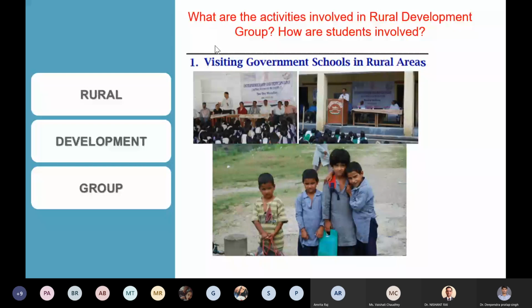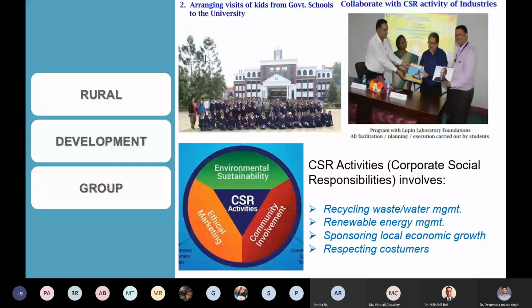We invite the kids of those government schools to our university, so that they become well aware of the growth opportunities and the various types of courses running in the universities. So they will know about their careers also, and they will get motivated by such visits. And the other aim is to collaborate with the CSR activities of the industry.